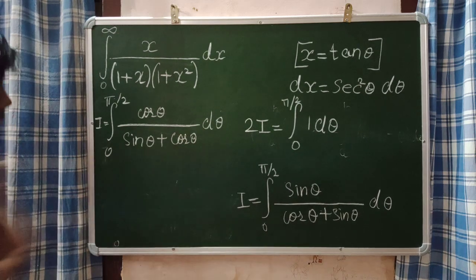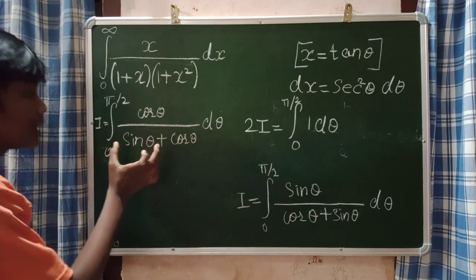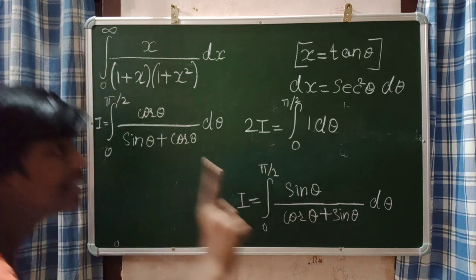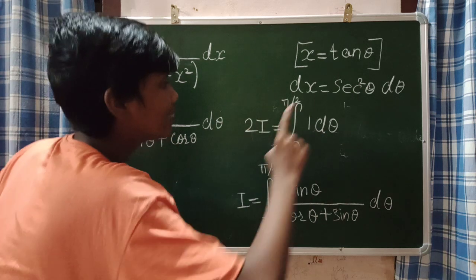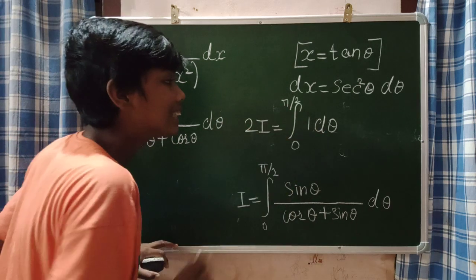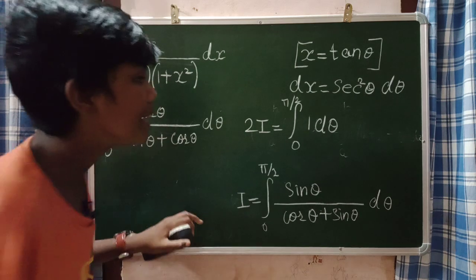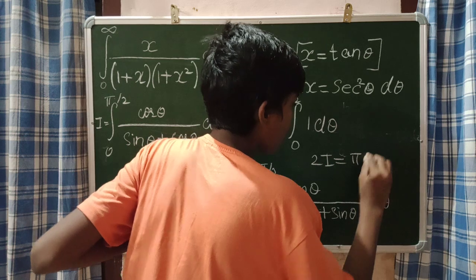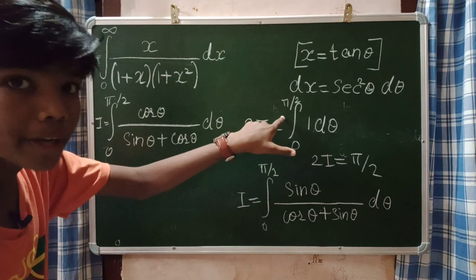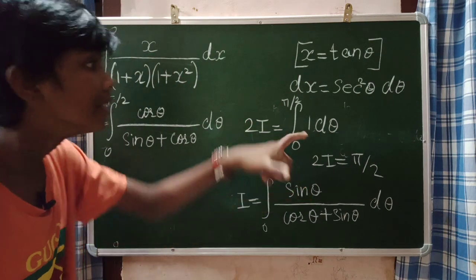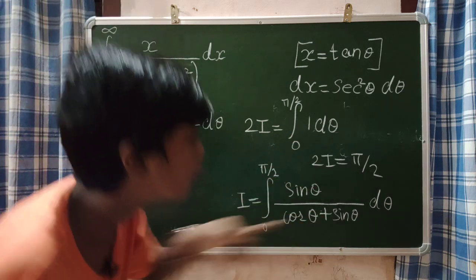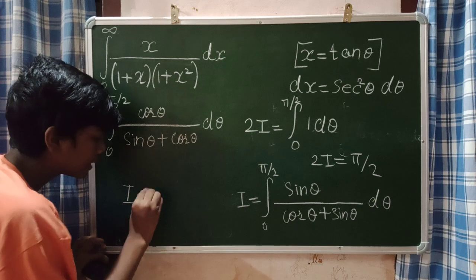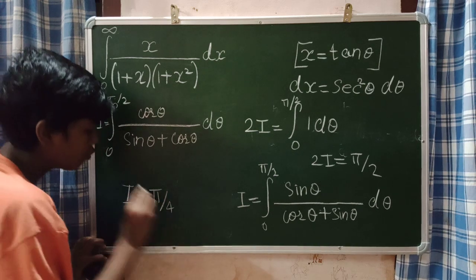How did I do it? I just added the inside values. So cos theta plus sin theta will be cos theta plus sin theta. When you add, you will get 1. So integration of 1 d theta from 0 to pi by 2. What is the integration of 1 d theta from 0 to pi by 2? That will be pi by 2. How? Because your upper limit is pi by 2. Substitute in this integral and you will get the value as pi by 2. If 2I is equal to pi by 2, then what will be I? That will be pi by 4.